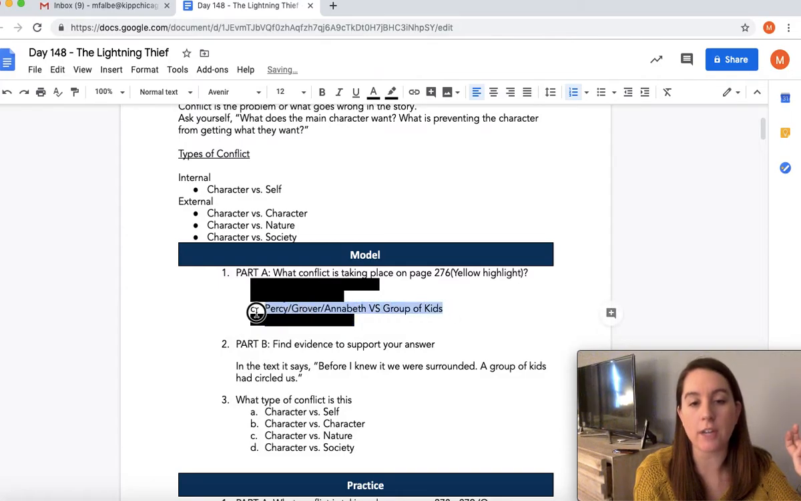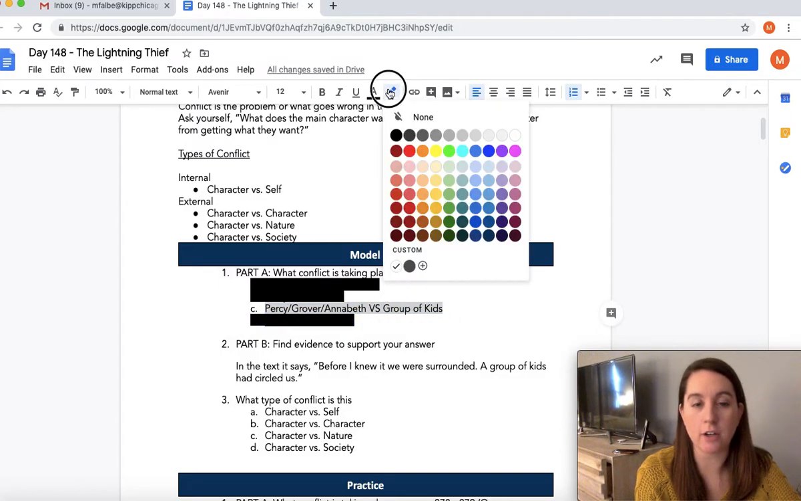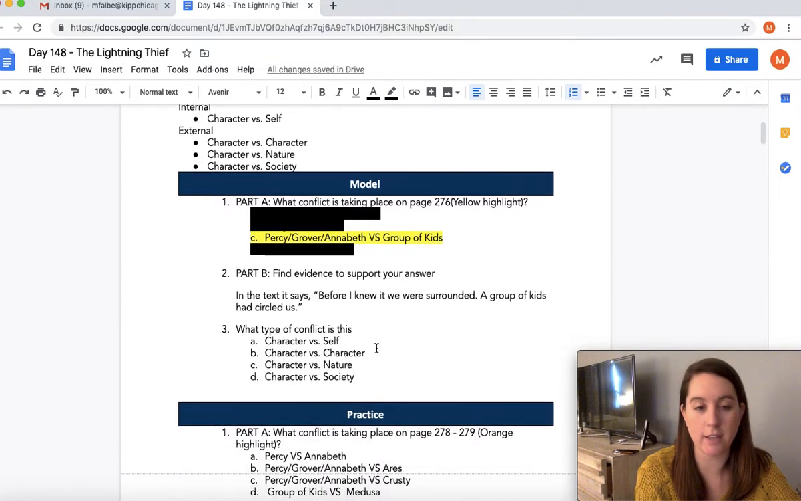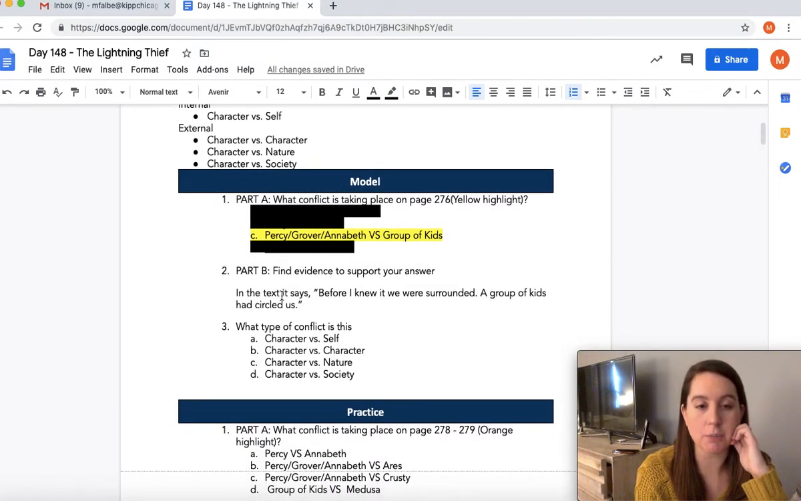So, Percy, Grover, and Annabeth are with that group of kids that are trying to hurt them. And they had to run away from them. So that's definitely the conflict there. What evidence is there to support your answer?